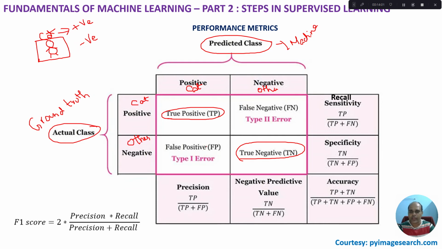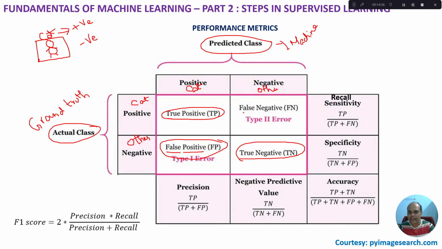We have two other categories. Our machine makes a prediction positive, but the actual ground truth value is negative. So here it's a wrong prediction. Our machine predicts the image to be a cat, but the image contains some other thing, the other category. Our machine says it is positive, but this positive is not right, it is wrong. So it is called a false positive.